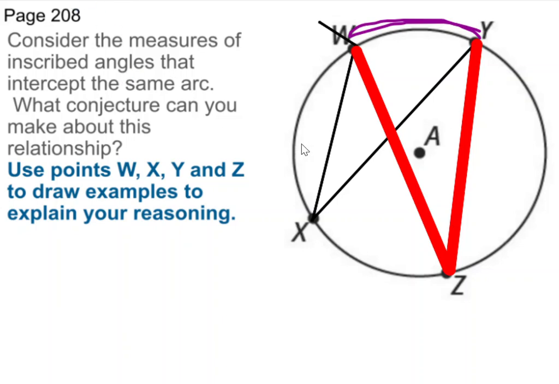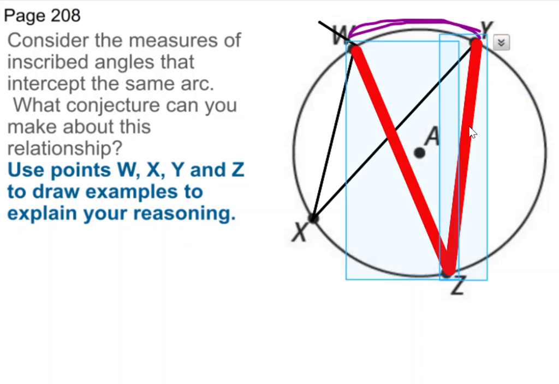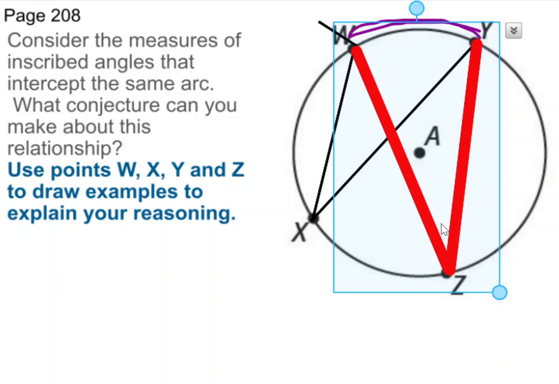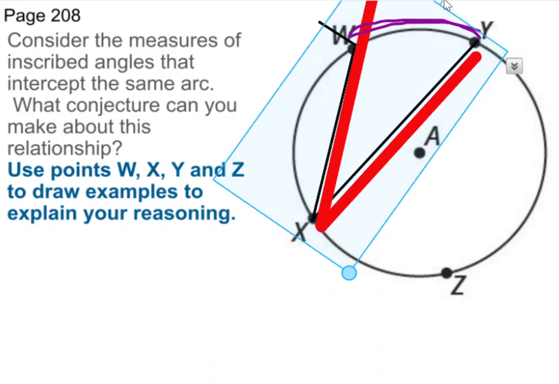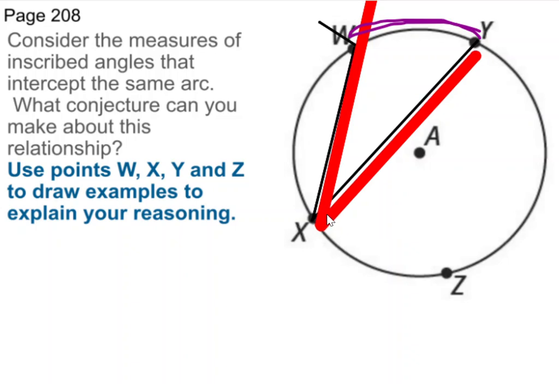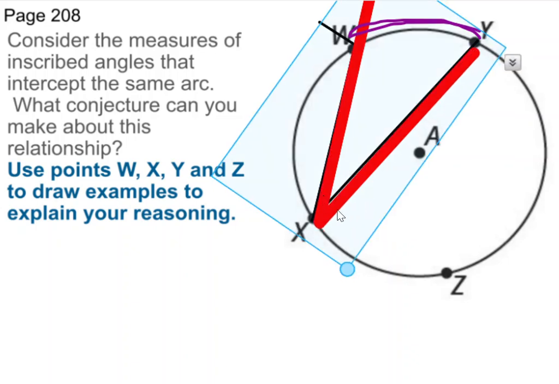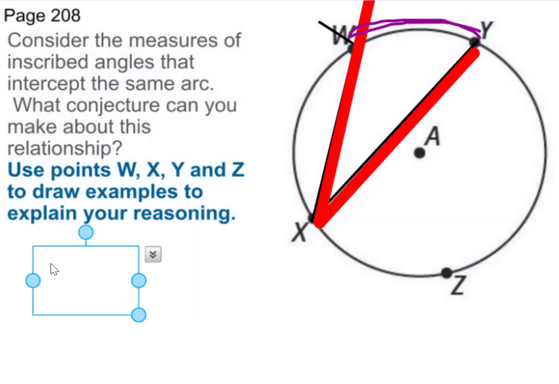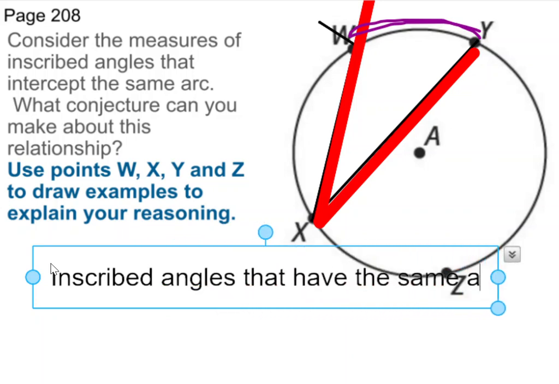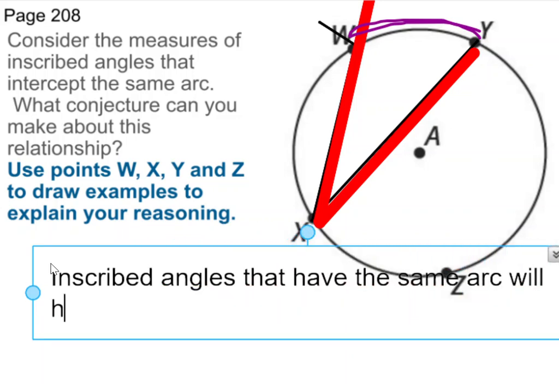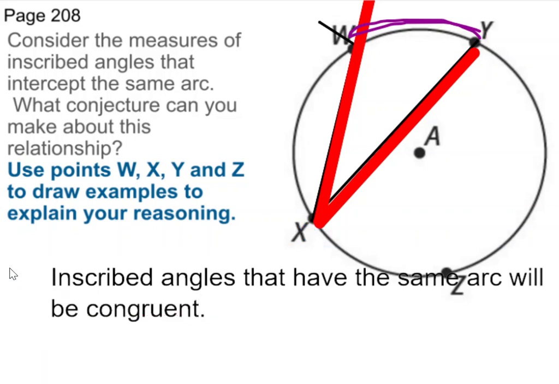Well, let's check this. I'm going to take these two, and I'm going to group them together. And then I'm going to take this, and I can move it. If I move it, I'll move it a little too far. That is the same angle. You just can't move it over enough to line it up. There we go. It's the same angle. So what can I state? I can say that inscribed angles that have the same arc will be congruent. And that is also something that you should write down.